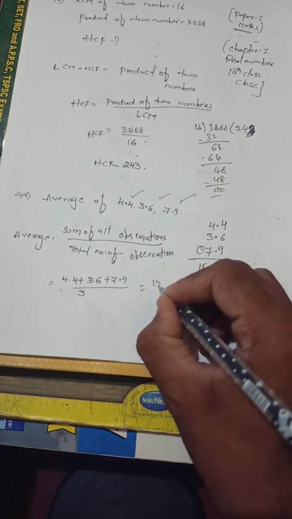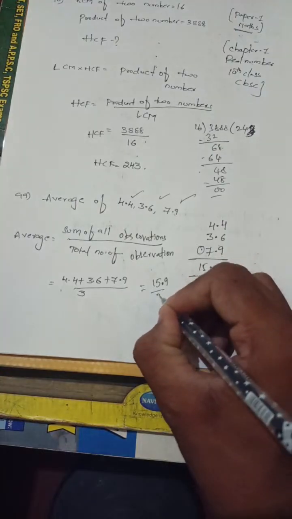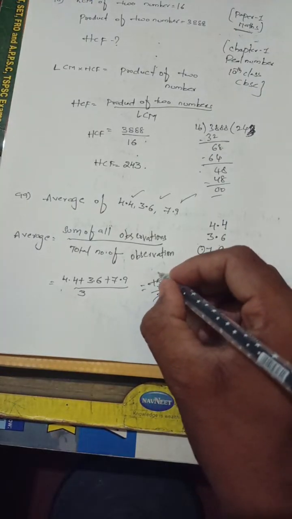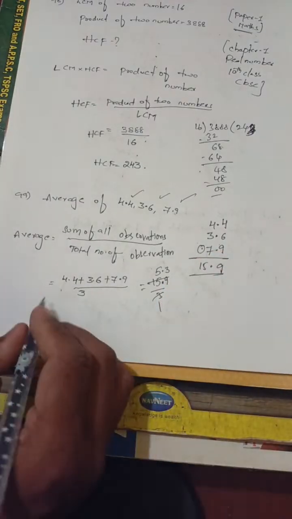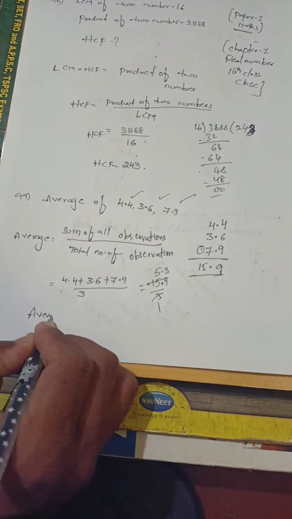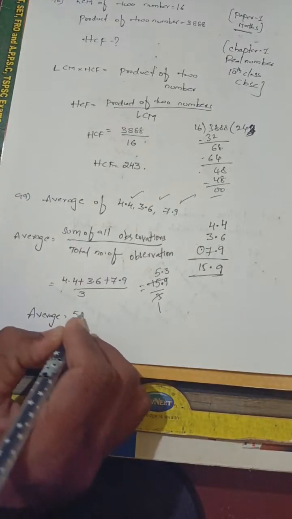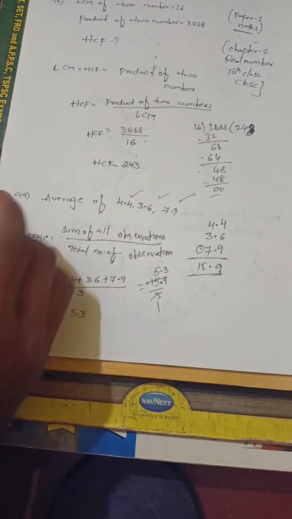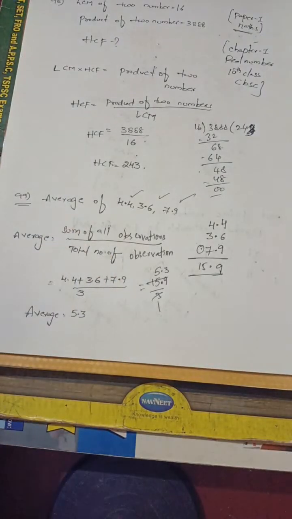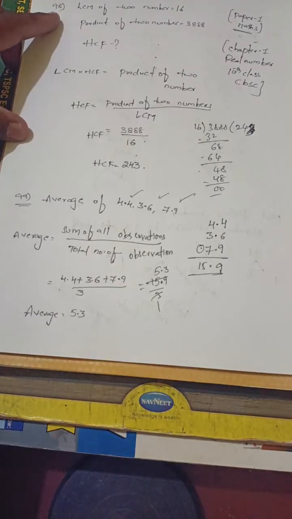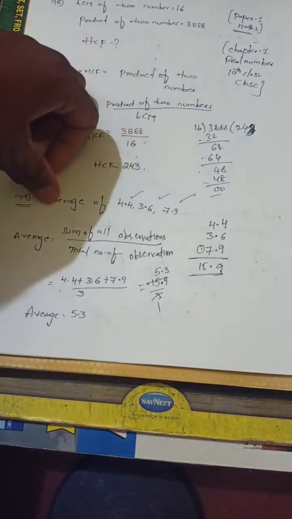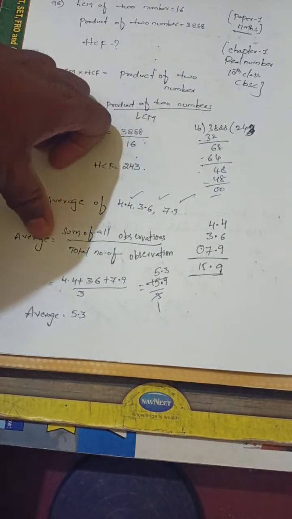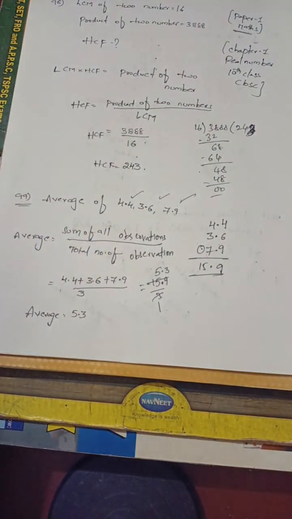If you do the addition, we get 15.9 by 3. The 3 we are cancelling with the 5 table: 3 5s are 15. So the average is 5.3. This is also using the average formula. The 98th question, which we solved, came from the first chapter called real numbers, and the average which we are doing in this one comes from the statistics chapter.